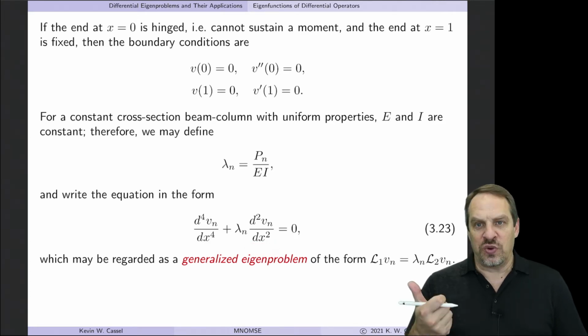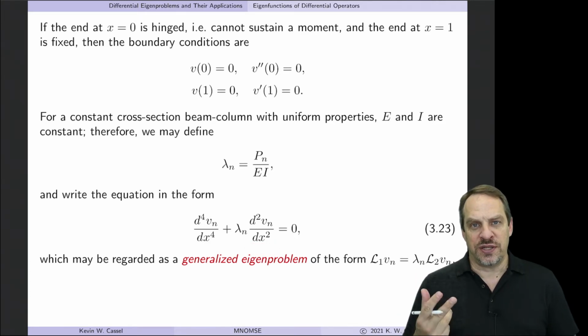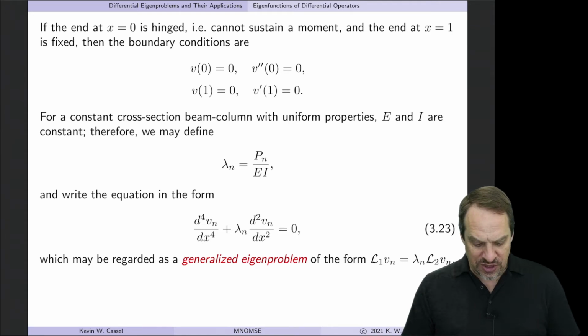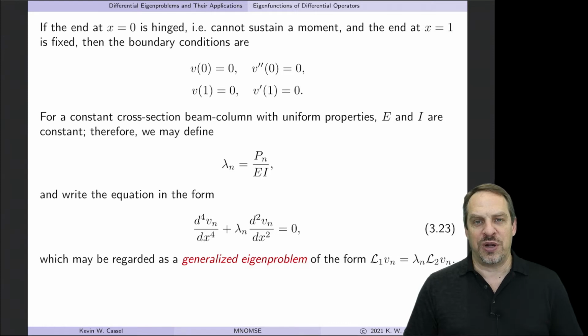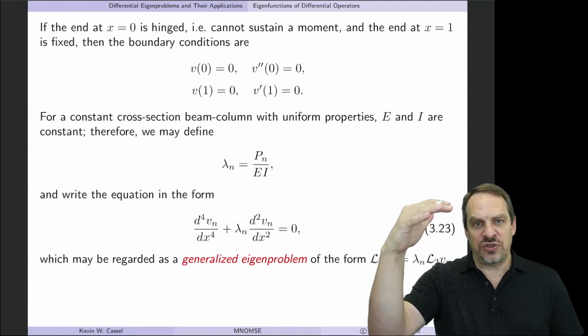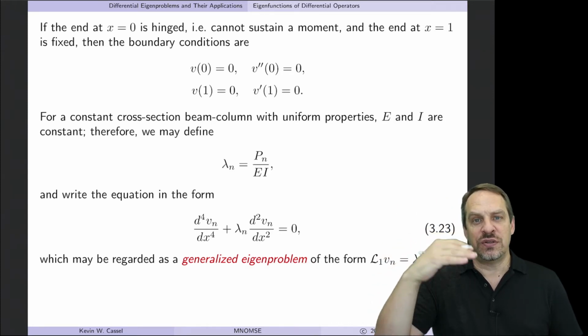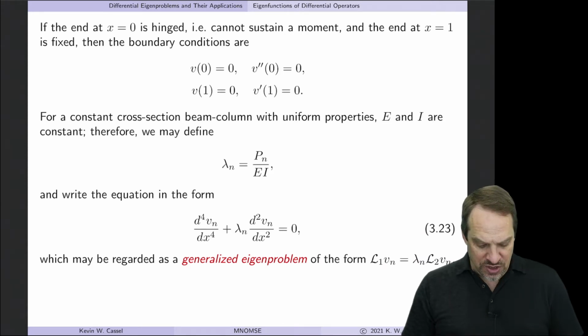So we have a fourth order linear constant coefficient differential equation. This is our eigenproblem. It's a differential eigenproblem. So again, the governing equation for stability is a differential eigenproblem. Now in this case, it's what we call a generalized eigenproblem.